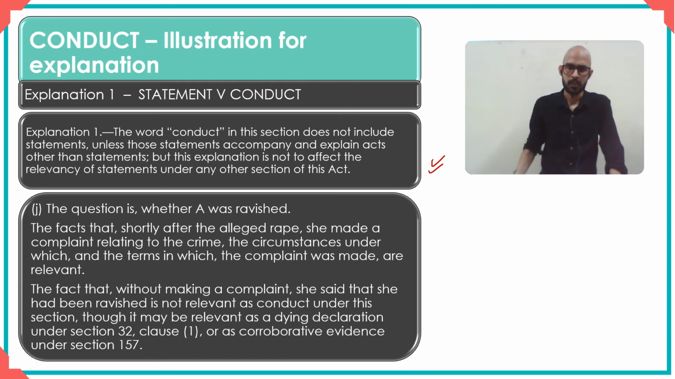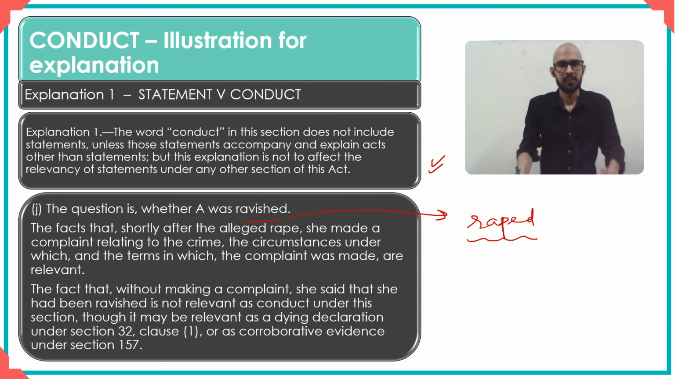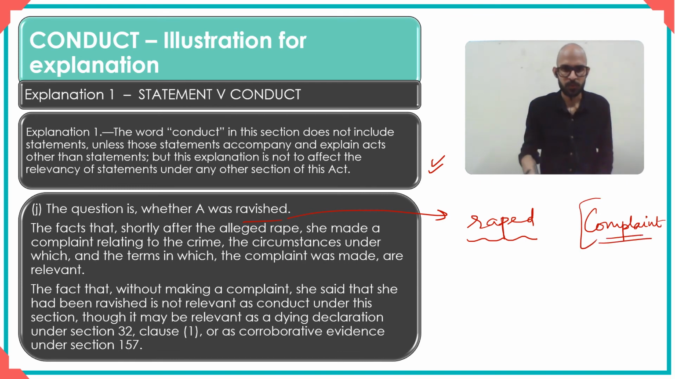So the question is whether A was ravished. Now what ravished basically means is it's a synonym for the word raped. So the question is whether A was raped. The facts that shortly after the alleged rape, she made a complaint relating to the crime, the circumstances under which and the terms in which the complaint was made are relevant. So if she goes and makes a complaint, it is relevant. Just keep this with you for the time being.